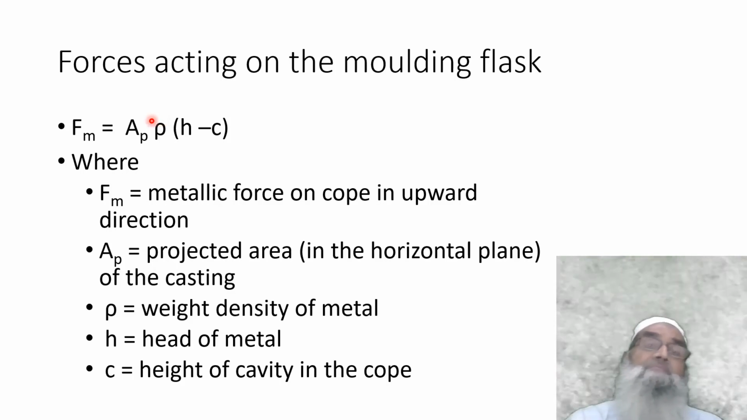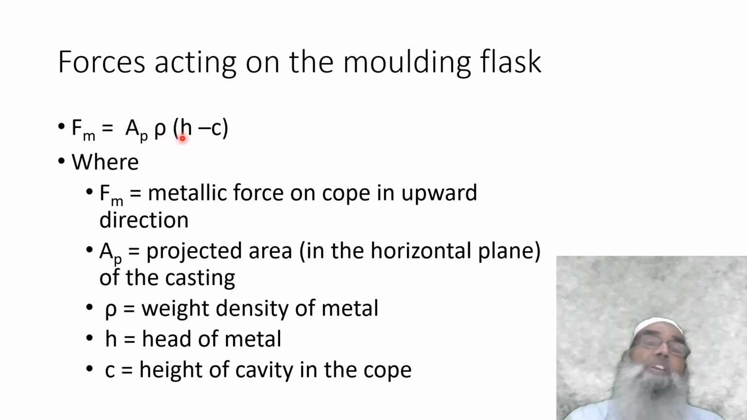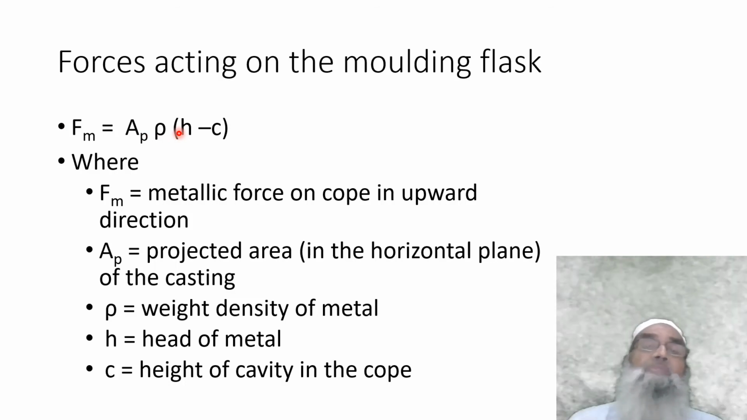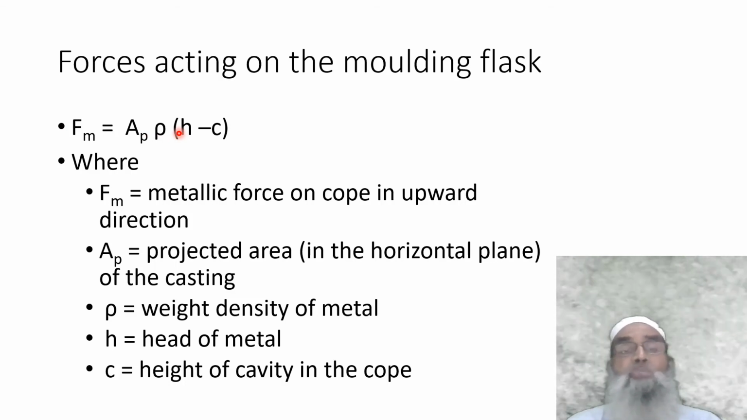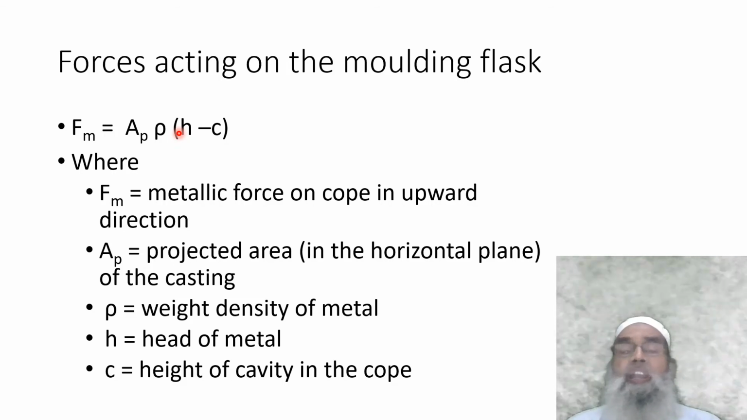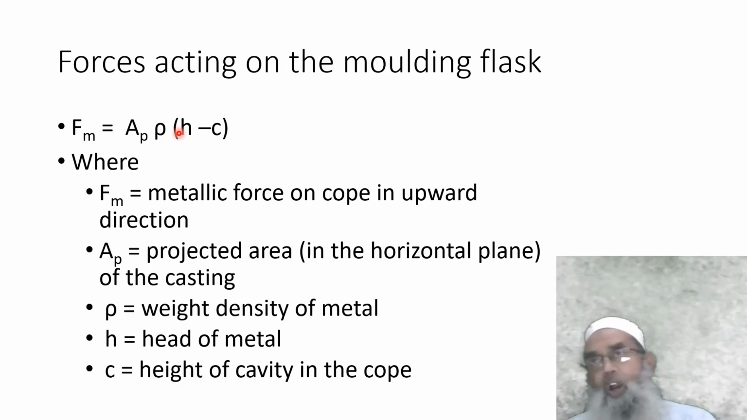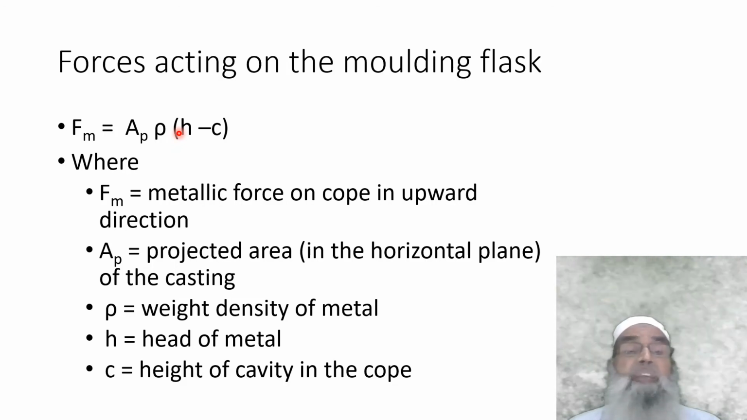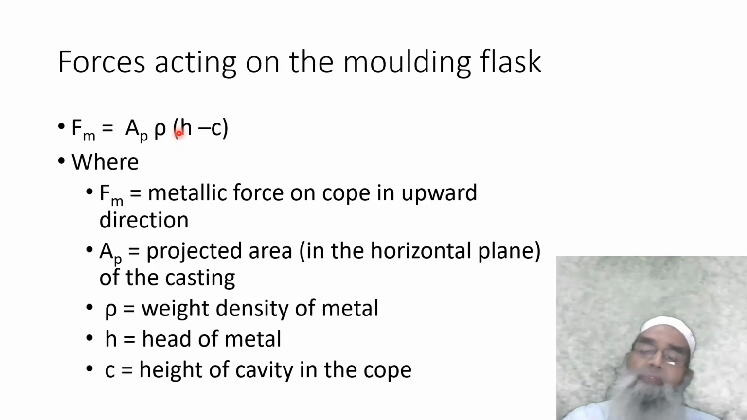If this buoyant force is more, then we have to apply weight on the cope. If it is less, well and good. Otherwise, what will happen if the buoyant force is more? It will lift the cope and the molten metal will flow out. Therefore, we should have proper clamping or apply proper weight on the cope so that it remains in the same position. Thank you for listening.